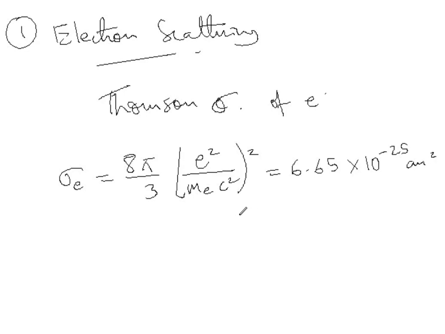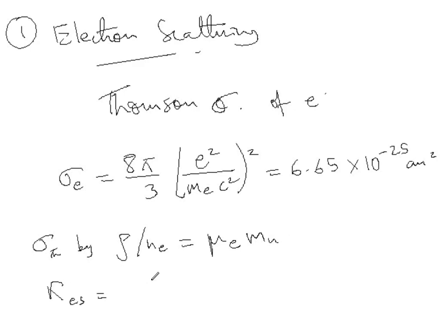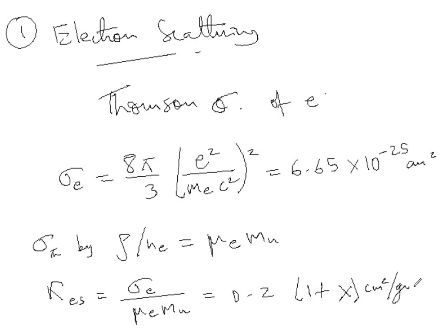Okay, now the associated opacity coefficient because of this is due to the combined cross section of all the electrons in a unit mass of gas, and this is obtained by dividing this Thomson cross section by m_u, or sigma by N_e, or mu_e m_u, and so we have, you see, kappa equal to sigma divided by mu_e m_u, and this is equal to 0.2 into 1 plus X centimeter square per gram.